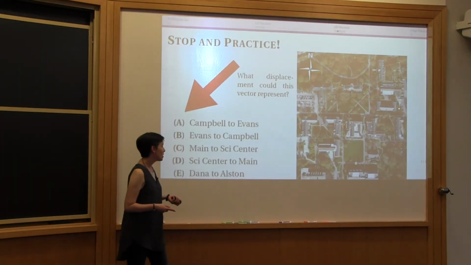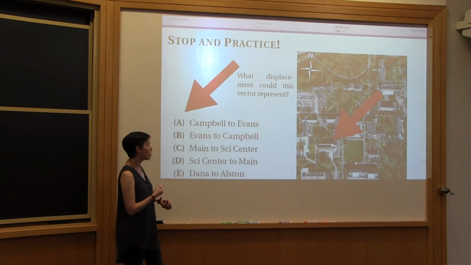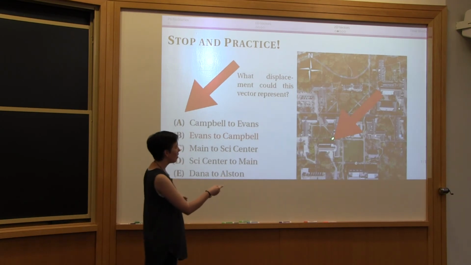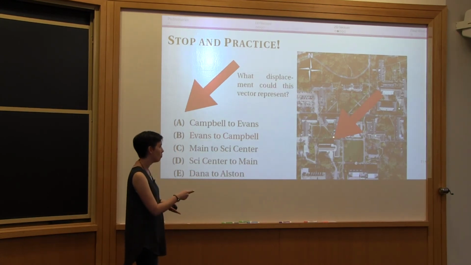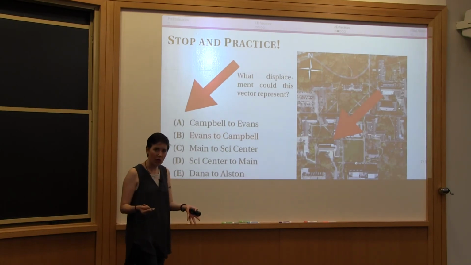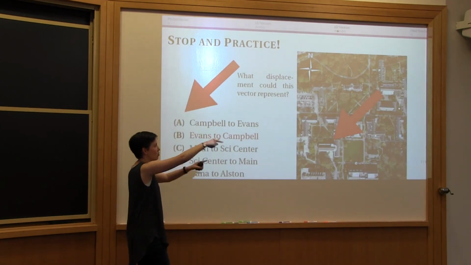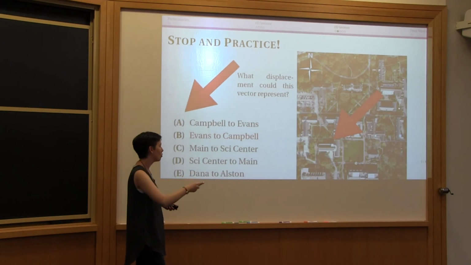Okay, the best answer here is B, that this vector represents Evans to Campbell. And what you can hopefully see is that this red arrow here has the same direction and the same size as the original vector that you were given. So it needs to point, in this case, slightly south and west, which would be from Evans to Campbell, and it needs to have this distance. Now, I haven't given you any sort of distance scale on this picture, so you don't necessarily know what this is in meters, but that needs to directly fit on top of the map, which it does.